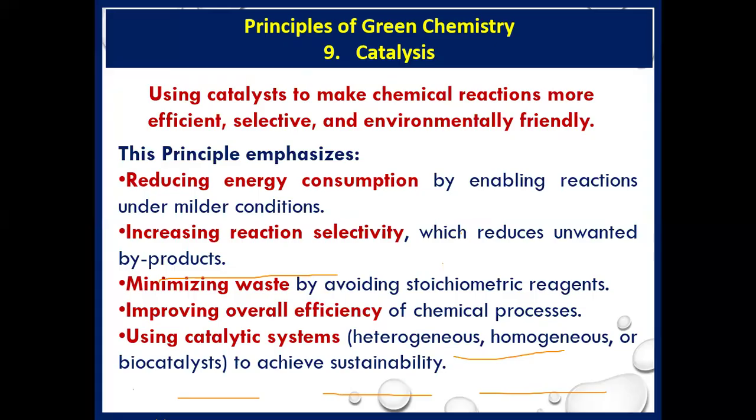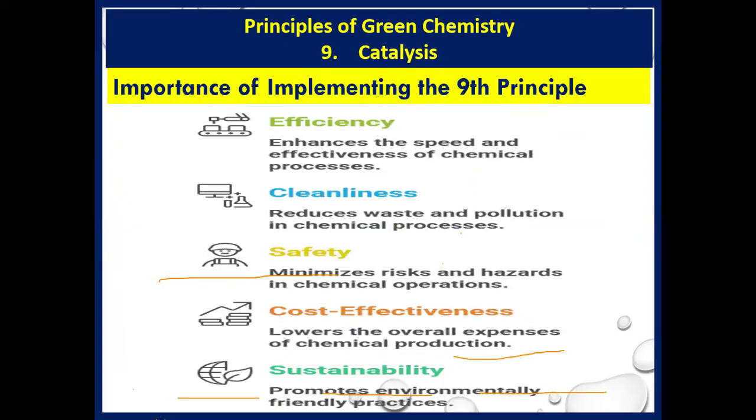Right? So now, the importance of the ninth principle is that it increases the efficiency of the chemical reaction. It enhances the speed and effectiveness of chemical processes. It reduces waste and pollution in chemical processes, leading to environmental cleanliness. It improves safety and minimizes risk and hazard in chemical operations. It is cost effective because by using the catalyst, we can operate chemical reactions at comparatively lower temperature and pressure conditions. Sustainability: it promotes environmentally friendly reactions.